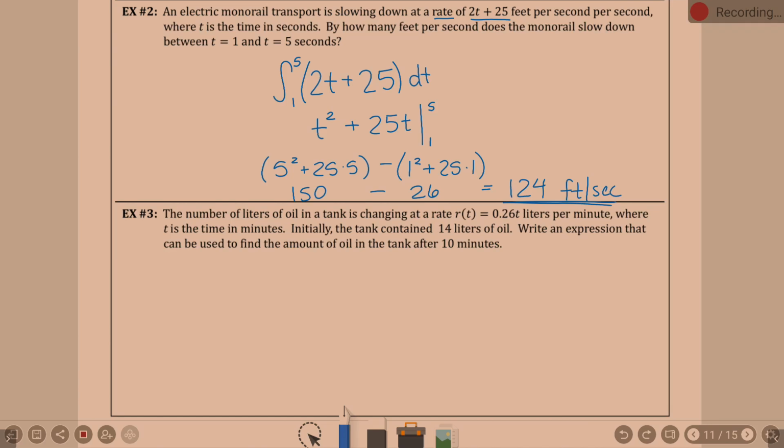Moving along. The number of liters of oil in a tank is changing at a rate of R of t equals 0.26t liters per minute, where t is the time in minutes. Initially, the tank contained 14 liters of oil. Write an expression that can be used to find the amount of oil in the tank after 10 minutes.